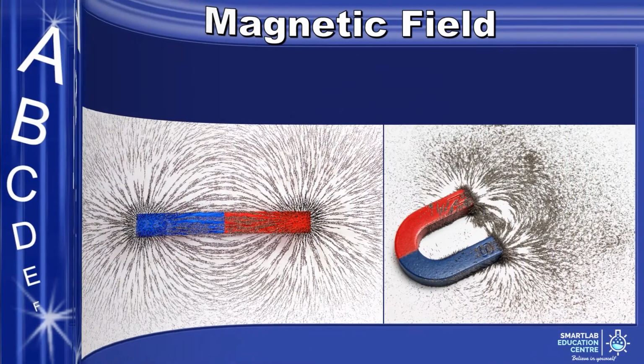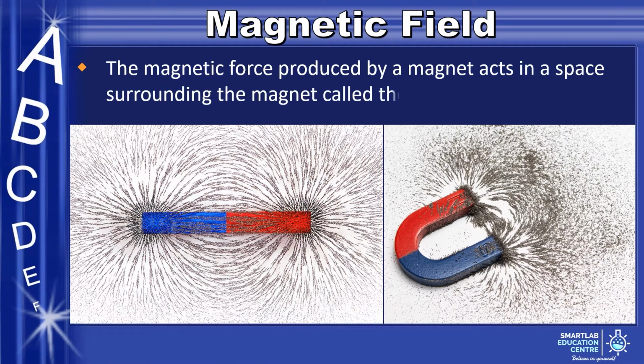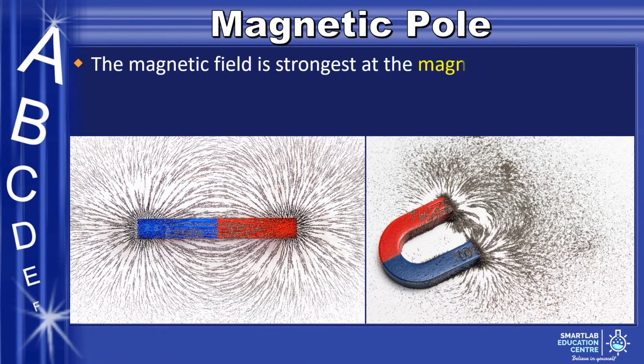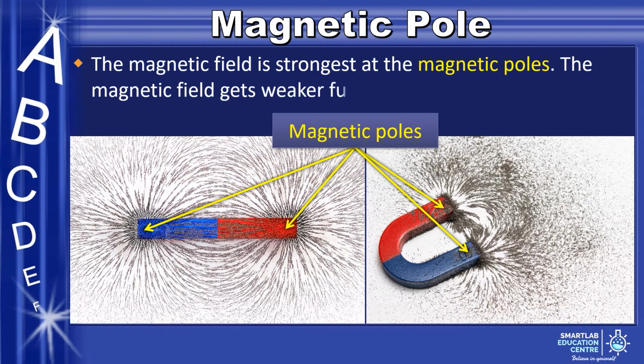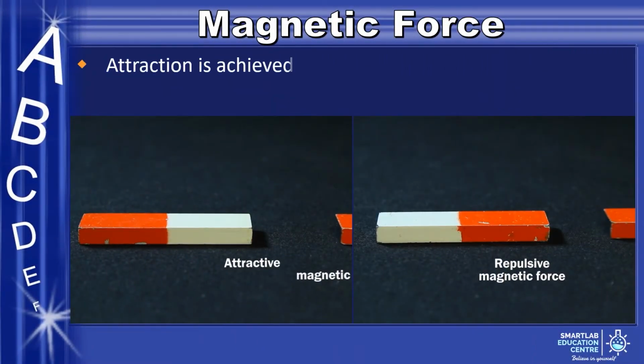The magnetic force produced by a magnet acts in a space surrounding the magnet called the magnetic field. The magnetic field is strongest at the magnetic poles. The magnetic field gets weaker further away from the magnetic pole. Attraction is achieved by opposite poles, and repulsion by like poles.